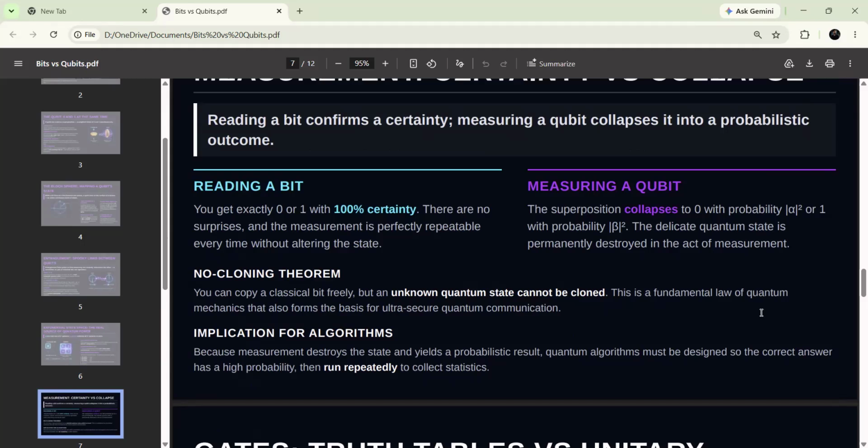And whenever we read a classical bit, we get exactly 0 or 1 with 100% certainty. There is no overhead, and the measurement is perfectly repeatable every time, without changing the state. Now the measuring of the qubit: before measuring, it is in a superposition state. But whenever you measure it, it collapses into a single definite state, either 0 or 1. It means it is collapsing into the classical state.